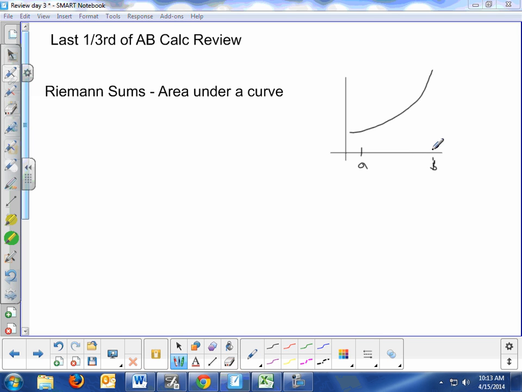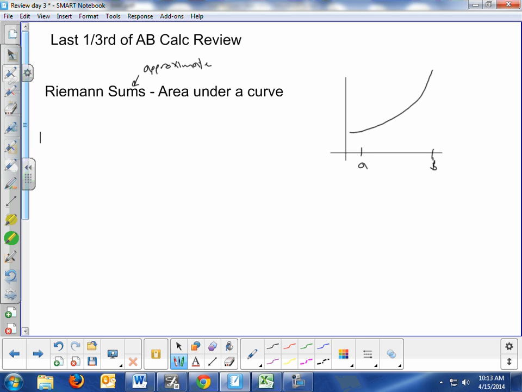Well, we said, don't know how to do it. However, we could break it down and kind of approximate it. And we use Riemann sums to approximate area under a curve. And what we did is we broke these down into rectangles. And we would find the area of the rectangle, sum up a bunch of rectangles together, give me a decent approximation of the area under the curve.